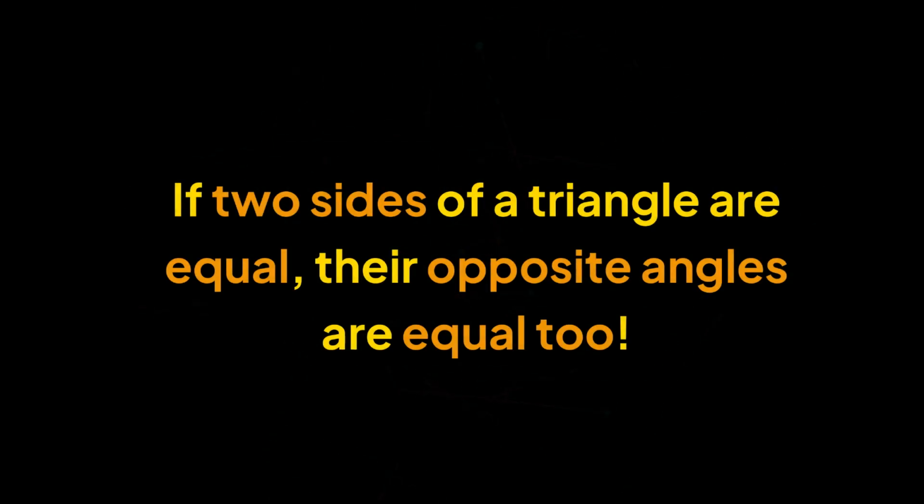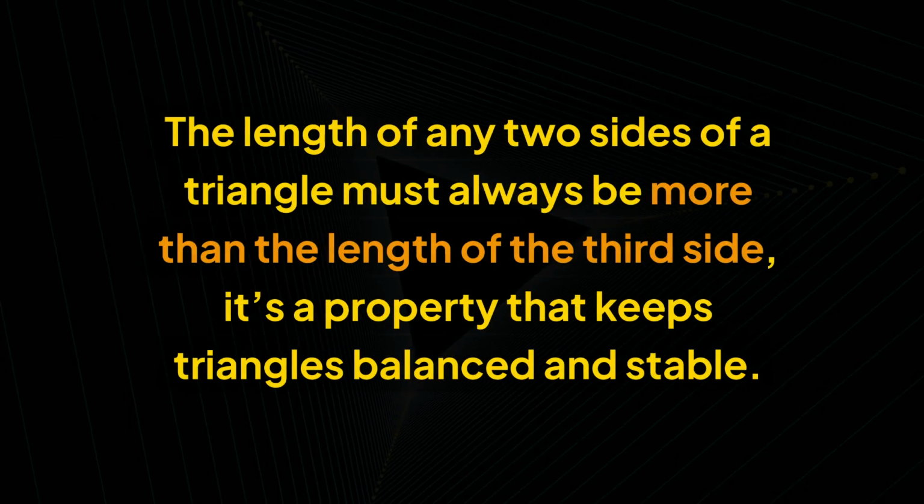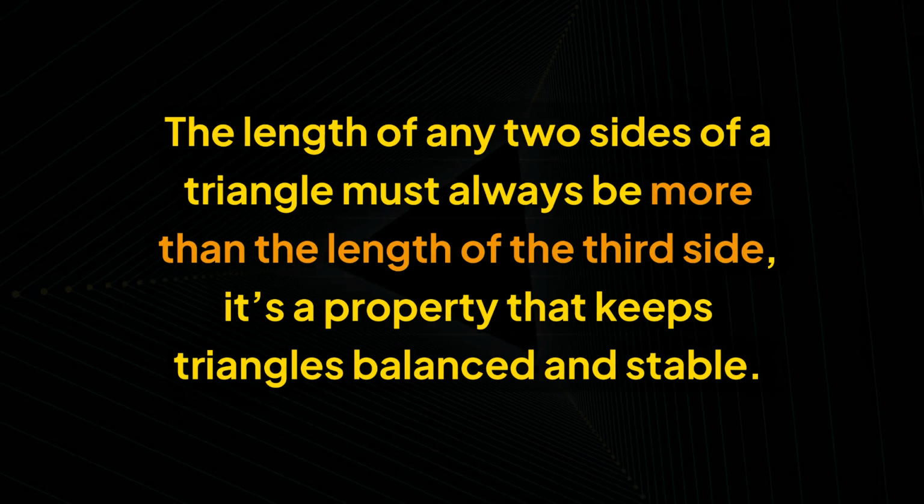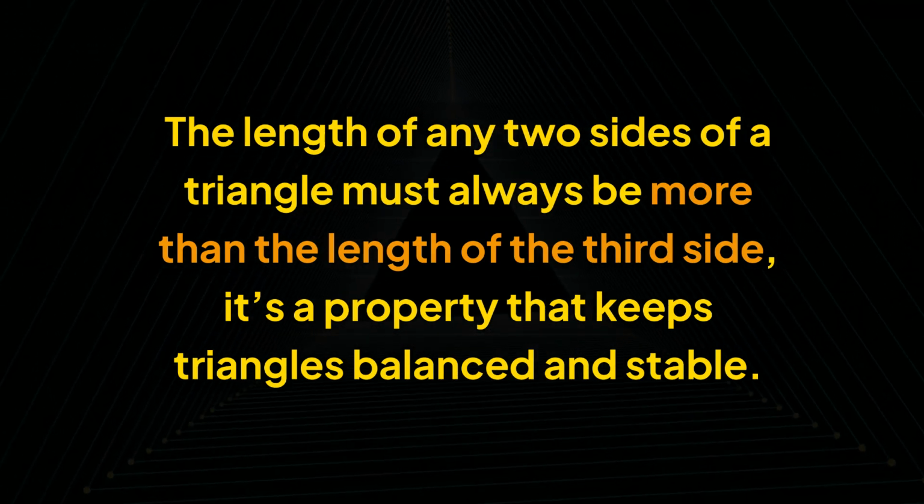Now, let's dive into some important properties of triangles. If 2 sides of a triangle are equal, their opposite angles are equal too. The sum of the lengths of any 2 sides of a triangle must always be more than the length of the third side. It's a property that keeps triangles balanced and stable.